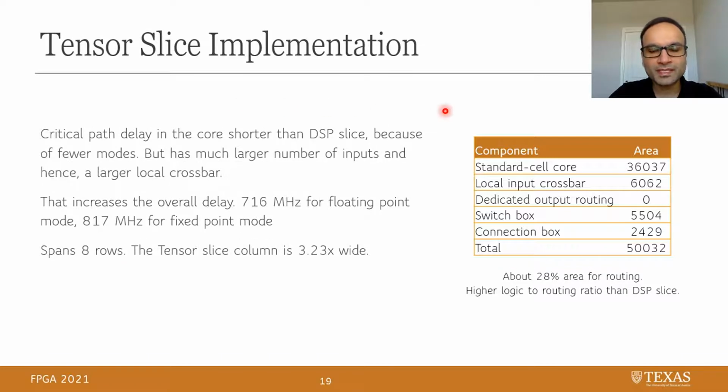We implemented the Tensor Slice based on the architecture that was described earlier. The critical path of the core of the Tensor Slice was shorter than the DSP slice because it has fewer modes. But because of the large number of inputs it has a larger crossbar, and therefore the overall delay was larger and the frequency was slower. The Tensor Slice spans 8 rows in our FPGA layout. On the right side, the table shows the area of various components of the Tensor Slice. We can see that about 28% of the area is routing, which is less than the percentage on the DSP slice. The Tensor Slice has a higher logic to routing ratio than a DSP slice.